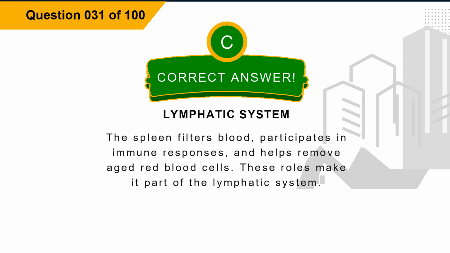Explanation. The spleen filters blood, participates in immune responses, and helps remove aged red blood cells. These roles make it part of the lymphatic system.